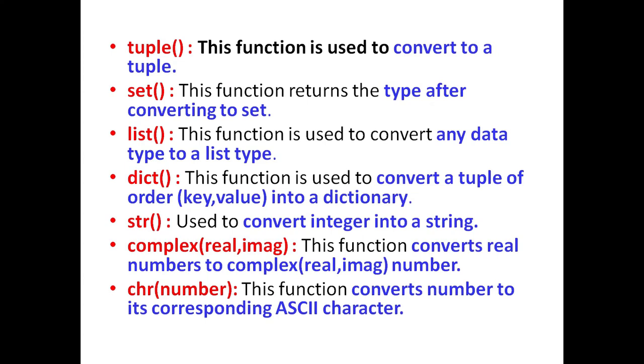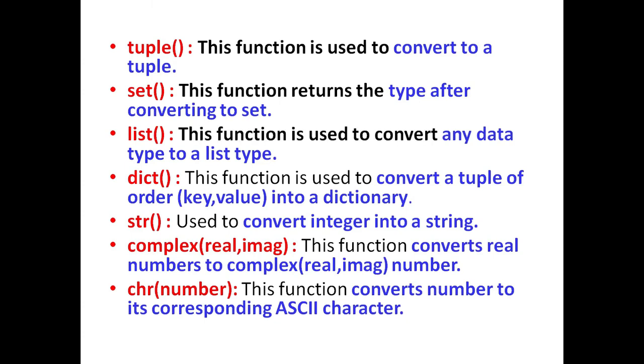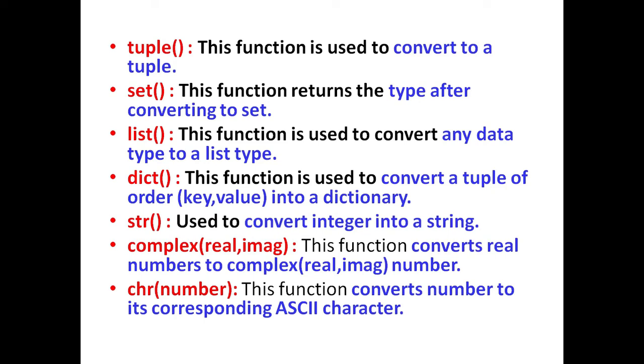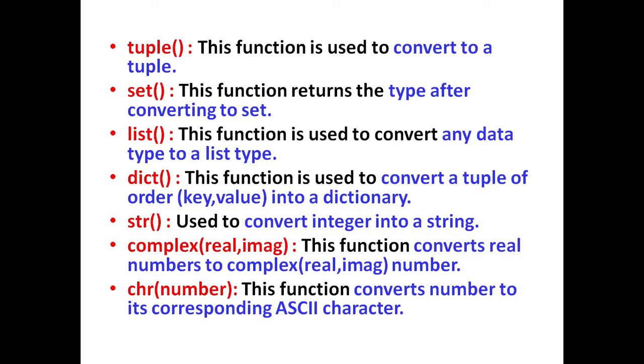The tuple function is used to convert to a tuple. The set function returns the type after converting to set. The list function is used to convert any data type to a list type. The dict function is used to convert a tuple of key and value order into a dictionary. The str function is used to convert an integer to a string. The complex function converts real numbers to a complex number. The chr function converts the number to its corresponding ASCII character.